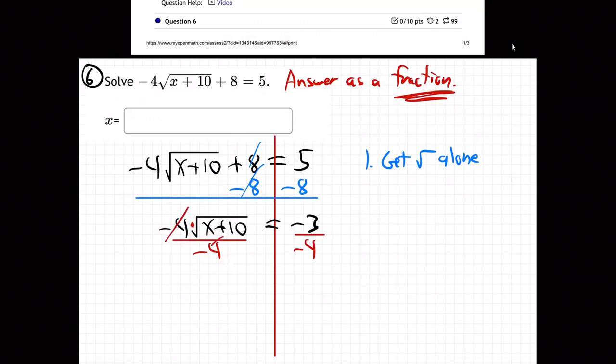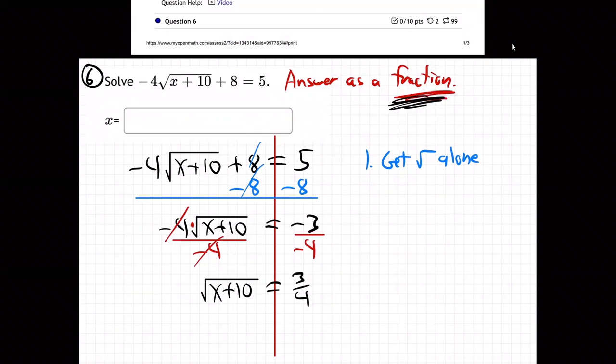And so these guys cancel. And so we get square root of x plus 10. Now on the other side, we have to leave it a fraction. We can't make it a decimal. On your calculator, it'd be 0.75 as a decimal, but we can't do that. We have to leave it 3/4 because they want a fraction answer. And where'd the negatives go? Well, 2 negatives multiplied or divided become positive, don't they? So they're gone. They're positive.